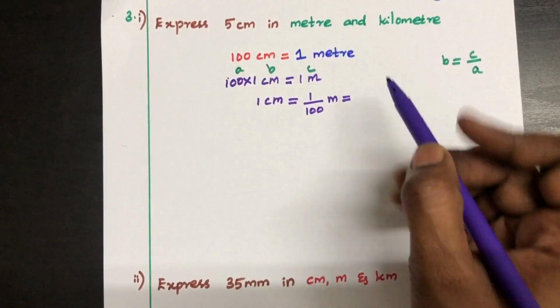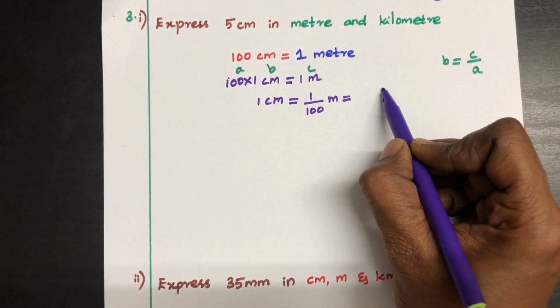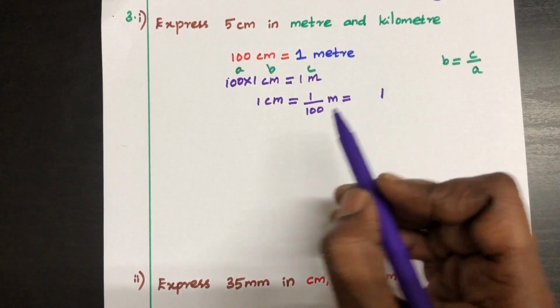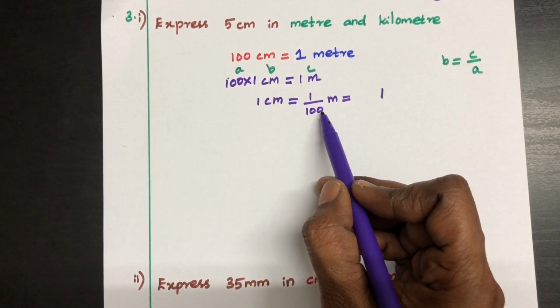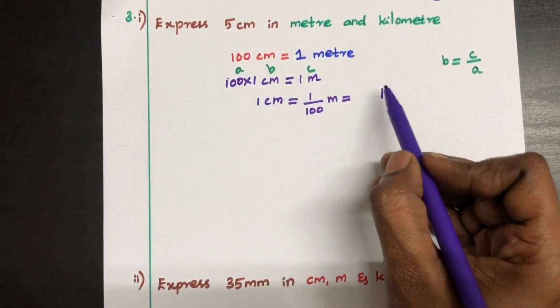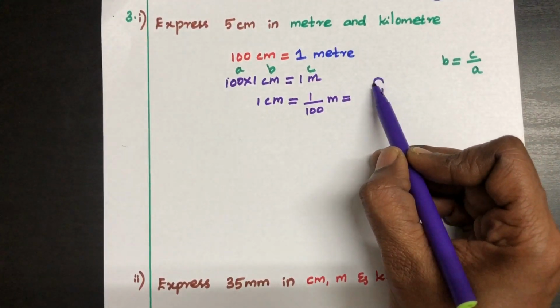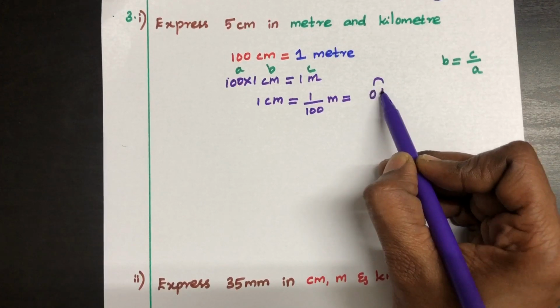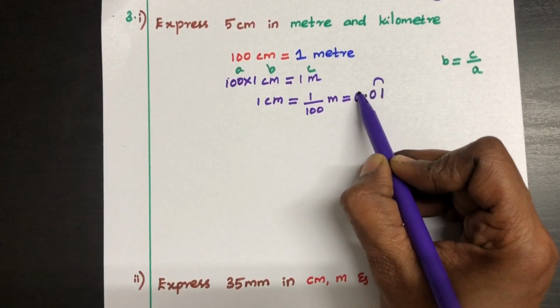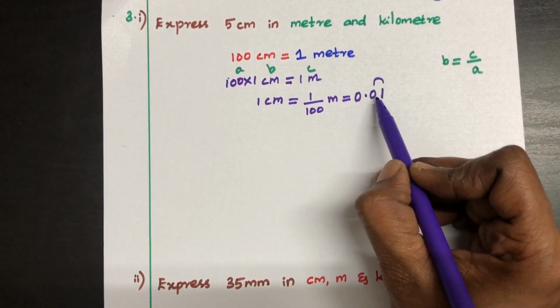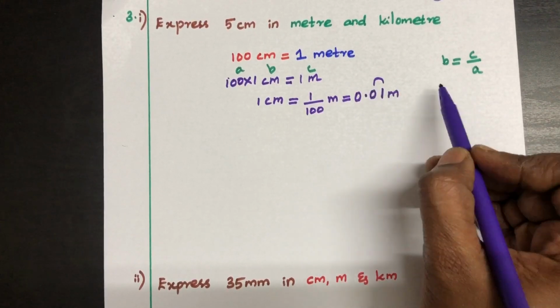How to give it in decimal? We need to put our numerator as it is. Count the zeros in the denominator, 2. We need to leave 2 numbers on the right hand side. So 1 and we need to give another number, 1, 2. We need to put our point here. So 1 centimeter is equal to 0.01 meter.